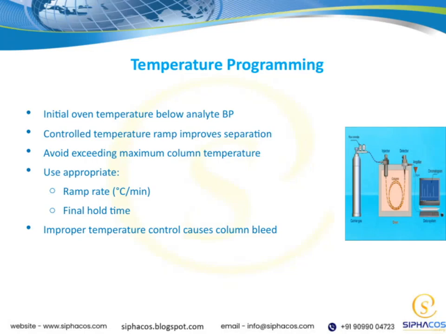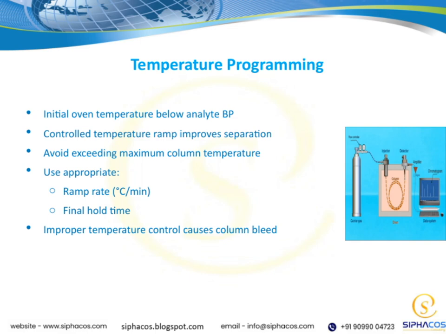Let's talk about temperature programming. The key idea here is to start with the oven temperature set below the analyte's boiling point. This helps to prevent early loss of the analyte and ensures better separation right from the start. As the analysis progresses, we use a controlled temperature ramp to gradually increase the temperature. This controlled ramp improves the separation of components, making it easier to distinguish between different analytes. It's also important to remember not to exceed the maximum temperature specified for your column. Overheating can damage the column and compromise your results.